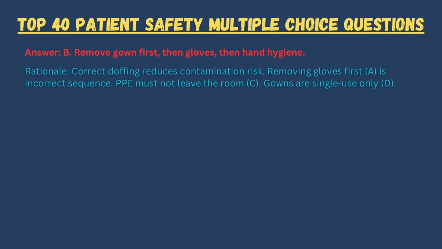Answer. B. Remove gown first, then gloves, then hand hygiene. Rationale. Correct doffing reduces contamination risk. Removing gloves first, A, is incorrect sequence. PPE must not leave the room, C. Gowns are single-use only, D.